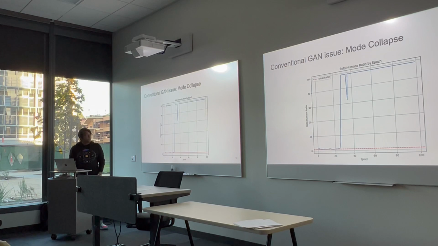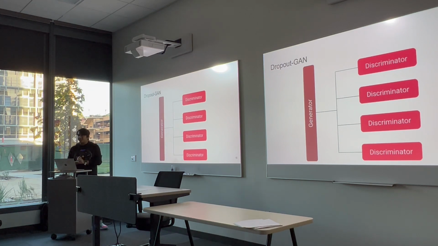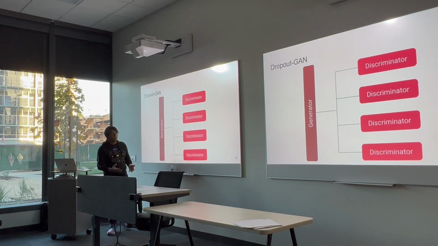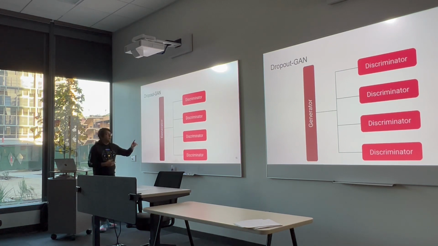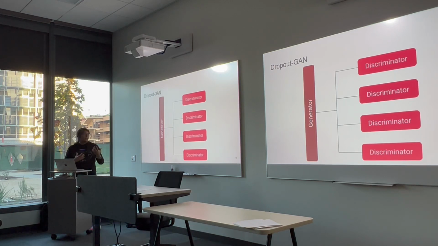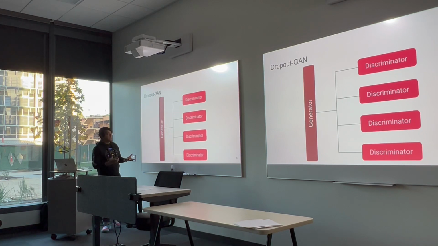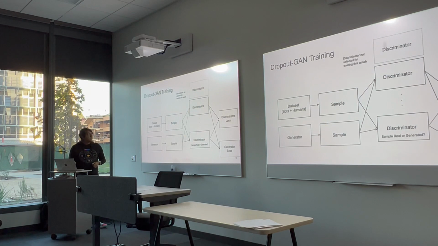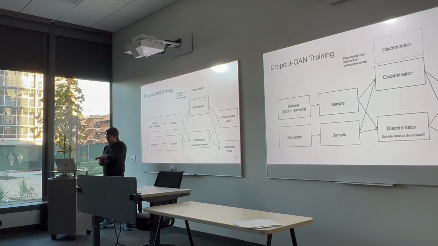So we have this issue of mode collapse, and of course we want to solve this issue. And how do we do that? We come up with a new architecture. So this is a departure from our conventional GAN model in the sense that there are many discriminators for one generator. And this dropout GAN architecture is specifically designed to get over the issue of mode collapse. So we modify our training a little bit from the conventional setup.